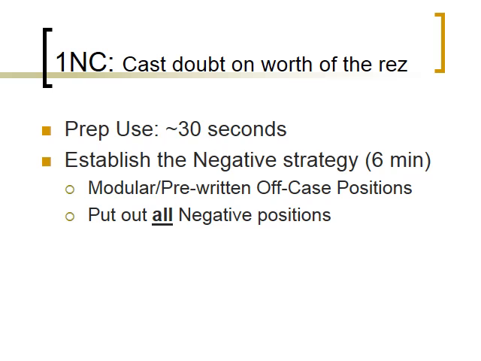Okay, like I said, your primary job is to establish the negative strategy and therefore cast a little doubt upon the worth of the resolution and therefore the affirmative as well. Generally speaking then, you're going to spend about 6 minutes or 3/4 of your 1NC establishing the negative strategy by reading your off-case arguments, which would be your offensive arguments.